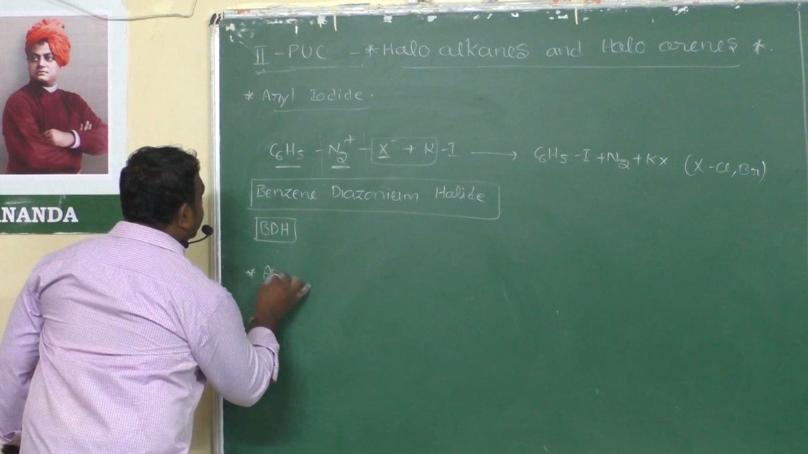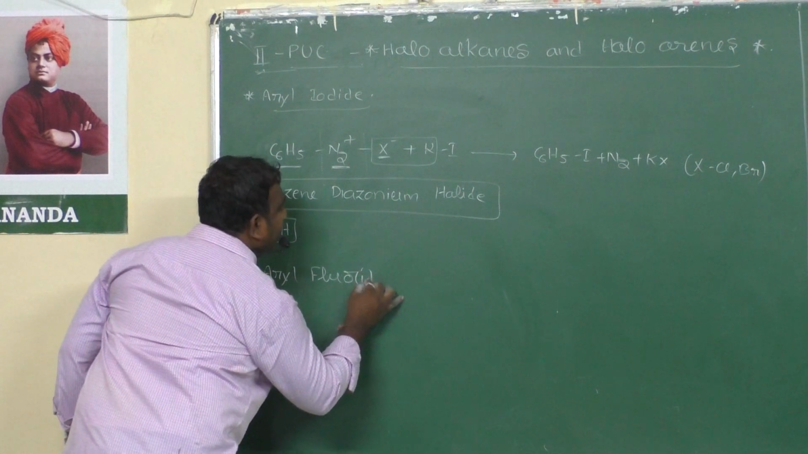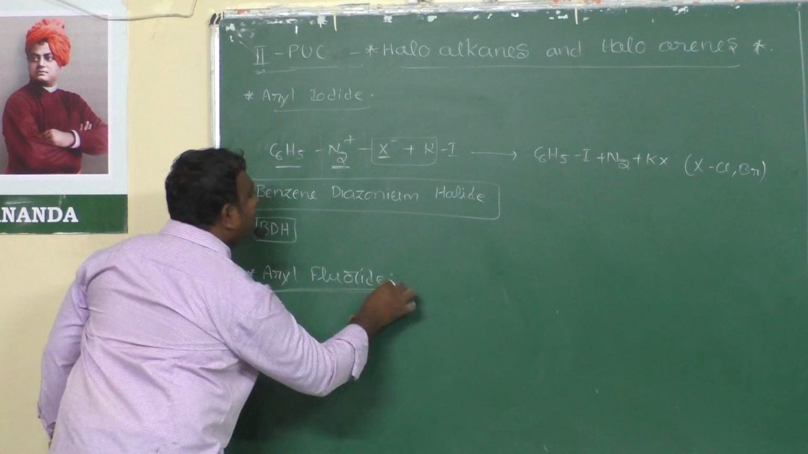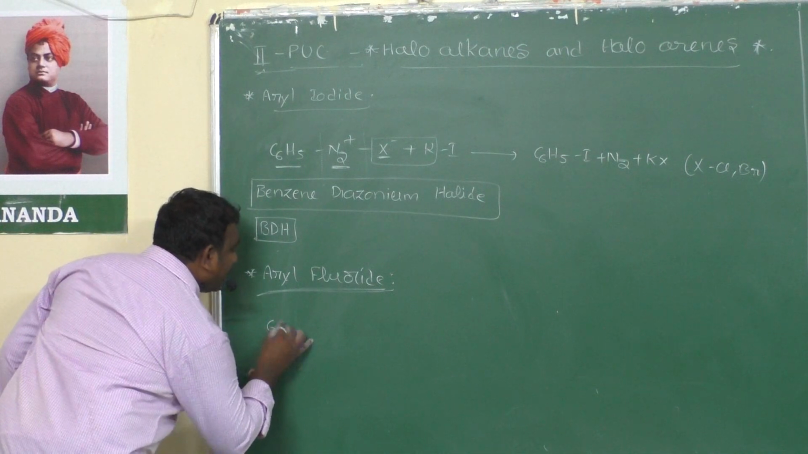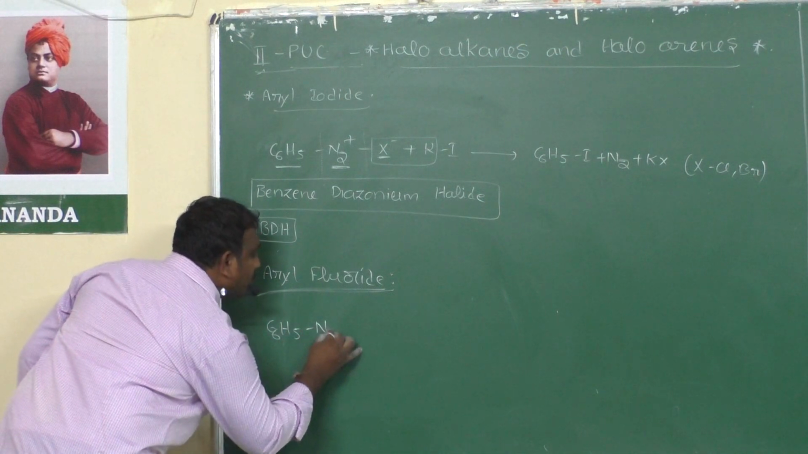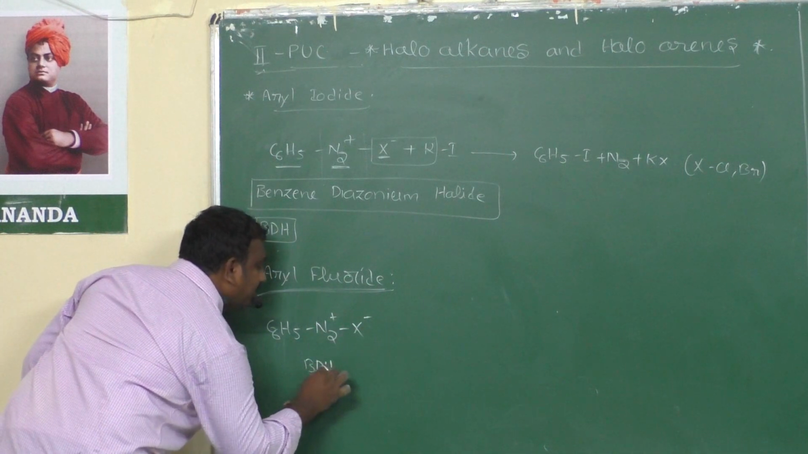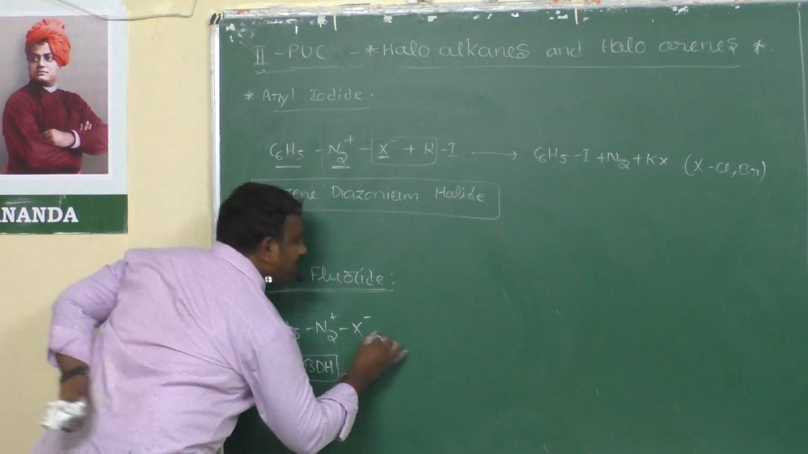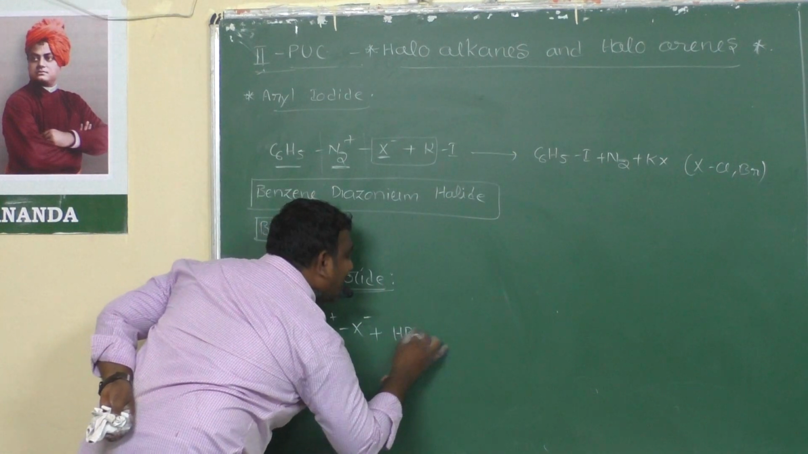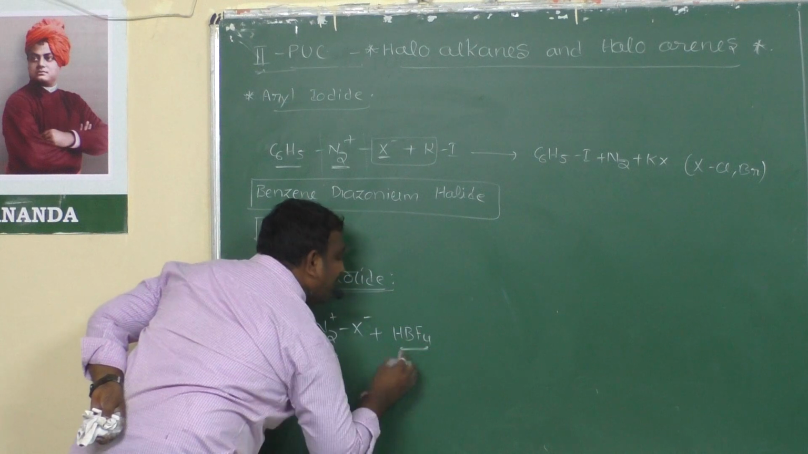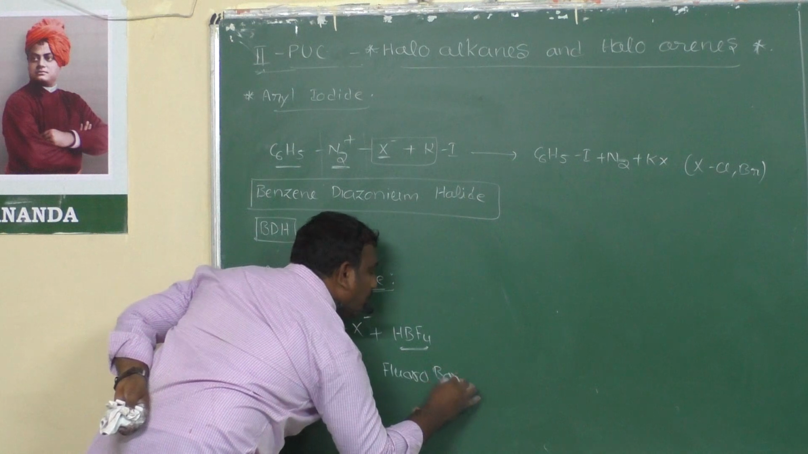And next one is aryl fluoride. Here, benzene diazonium halide, BDH, reacts with fluoroboric acid. It is denoted by HBF4, fluoroboric acid.